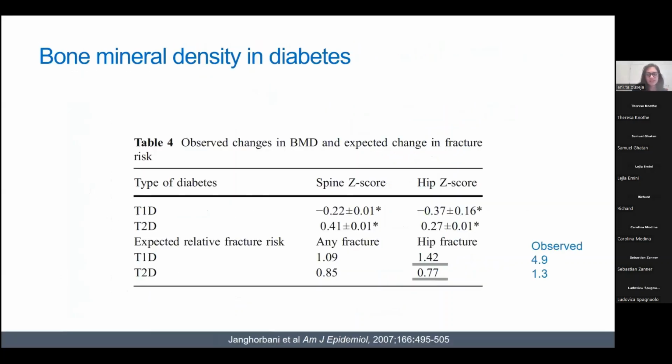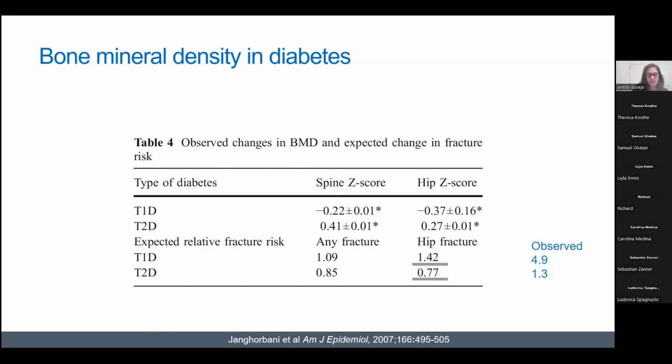Now, whenever we see an increase in the risk of fractures, we wonder whether it can be explained by bone mineral density. So here I'm showing you a summary of studies of BMD in type 1 and type 2 diabetes. The BMD here is expressed as a Z-score, which is the number of standard deviations below the average for a given age for the spine and hip. We can see that in type 1 diabetes, the Z-score is reduced, but only by a tiny amount. In type 2 diabetes, surprisingly, the bone mineral density is increased by 0.3 to 0.4 standard deviation units.